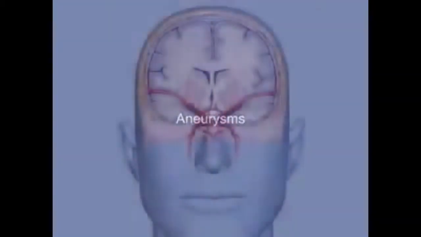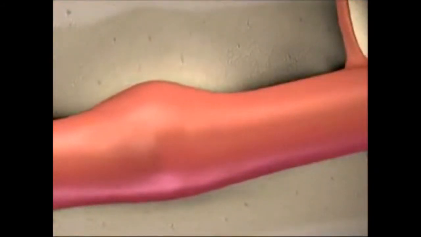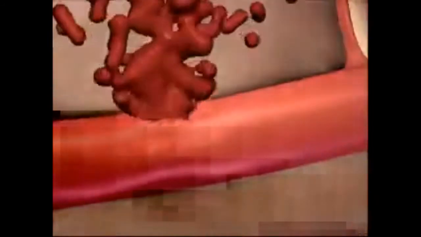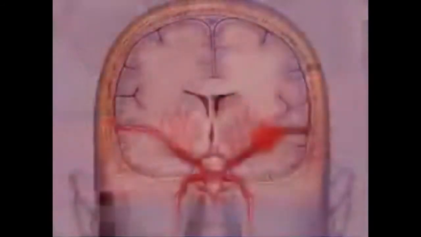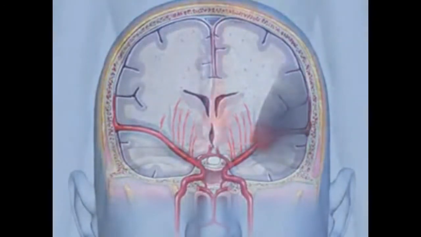Aneurysms. Weak spots that dilate are known as aneurysms. When a weakened artery bursts, rapid internal bleeding occurs, and tissues beyond the rupture can be damaged. A rupture of an artery within the brain can result in a severe stroke. If a major artery ruptures, death from shock can occur.